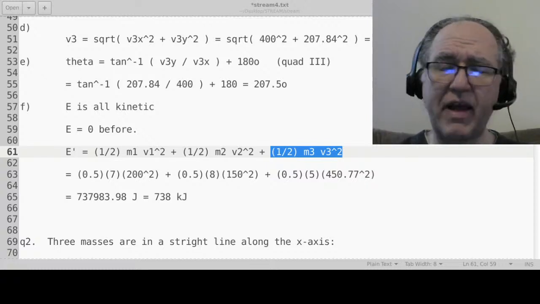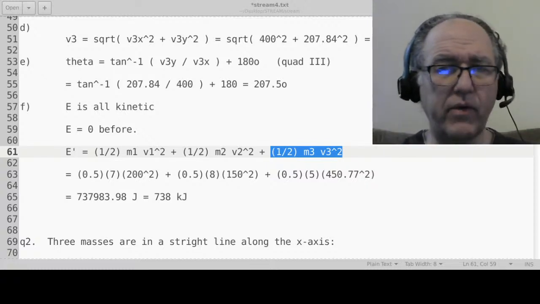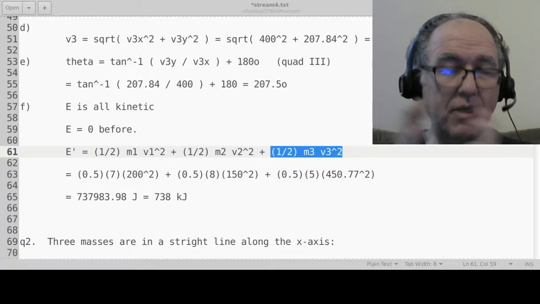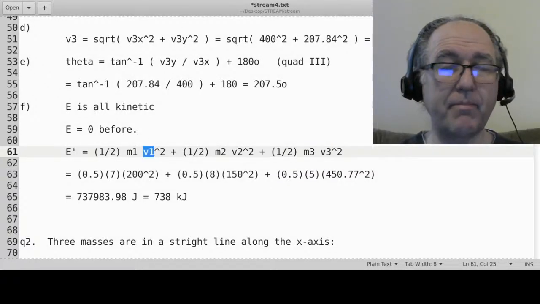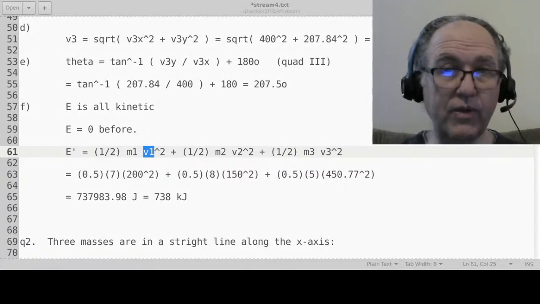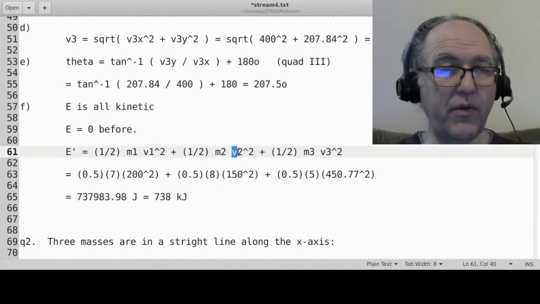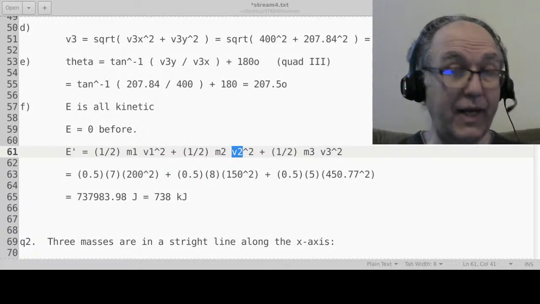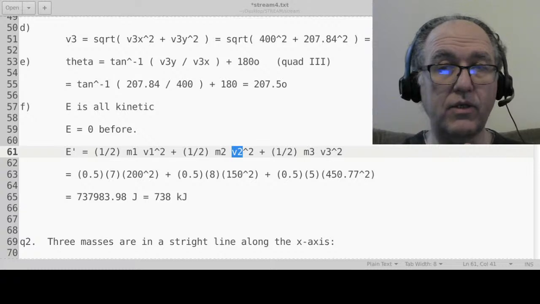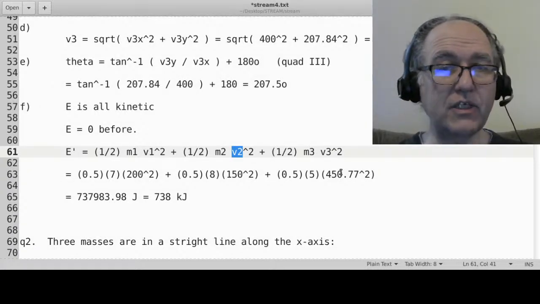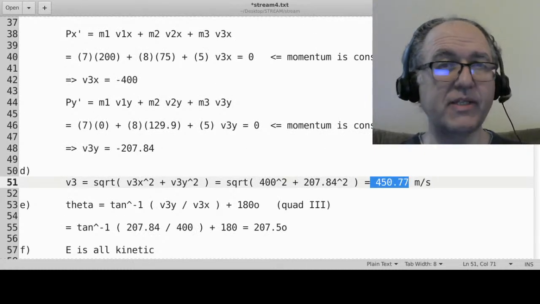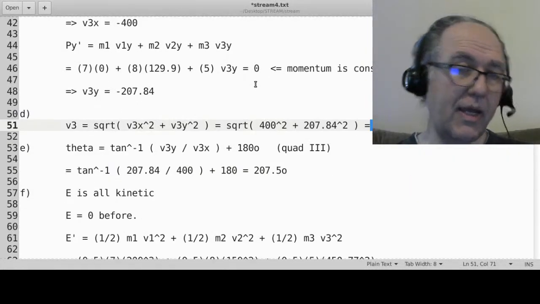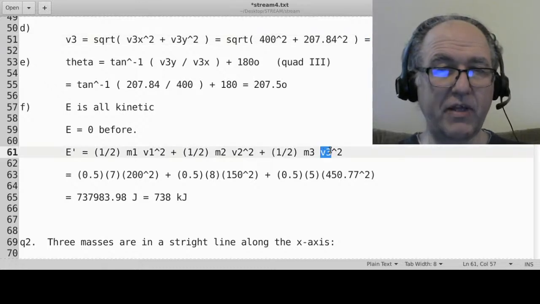Now those velocities are actually magnitudes. Energy is not a vector, so there's no x and y component. None of that business. It's just the magnitude. So you've got v1 here, the magnitude of the first one, and we know that's 200. We've got v2 here, the magnitude of the second one. I know we broke it up into x and y, but like I said, you don't have to worry about that here. That's the 150. And then v3, the magnitude which we just calculated, we found was 450.77. That's what you put in for v3.